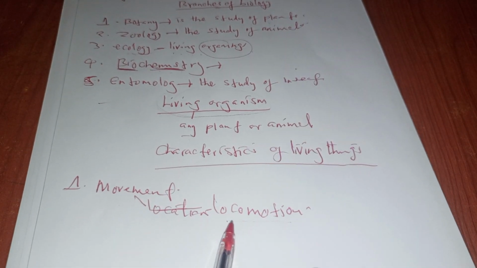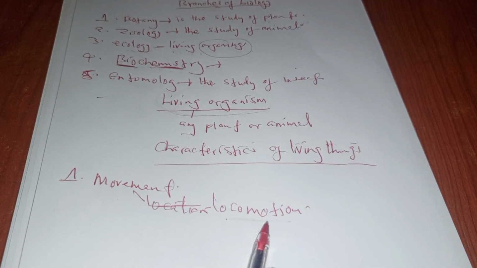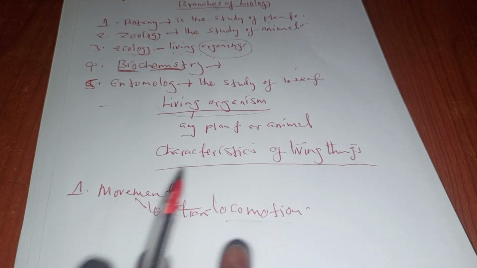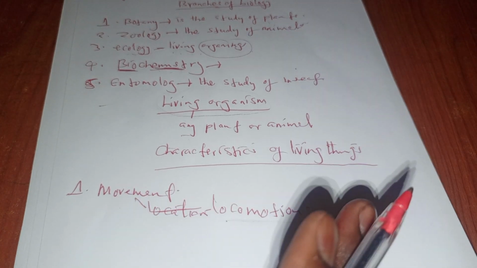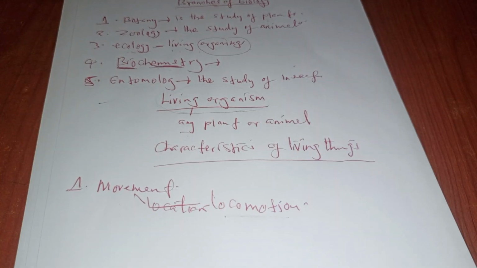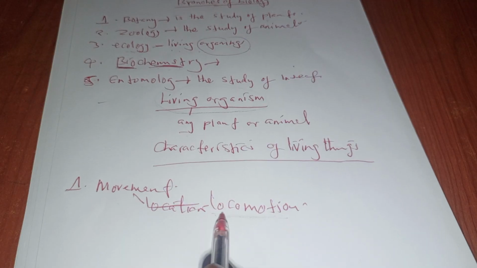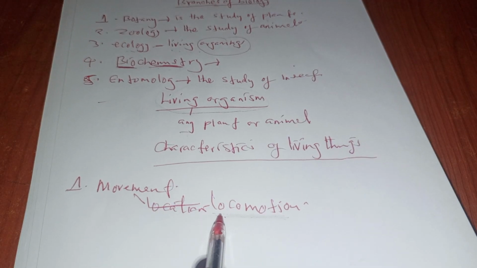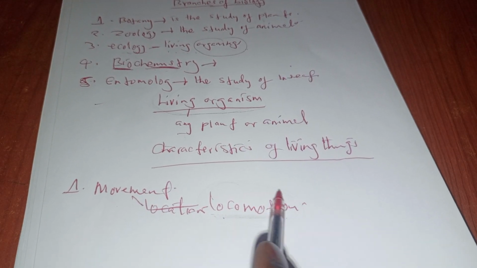So only animals are able to locomote, but plants can only move. When we talk about movement in plants, only a part of the plant changes location. For example, if there is wind, the trees sway, and that we call movement. Locomotion is the change in position of the organism from one place to another, and only animals can undergo locomotion.